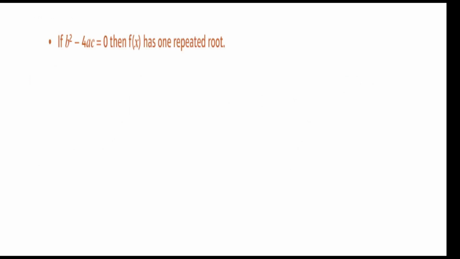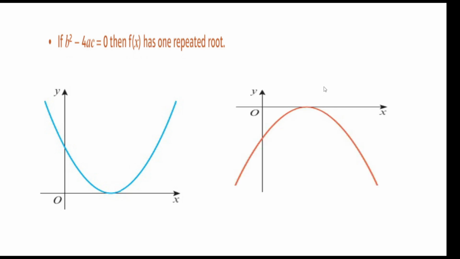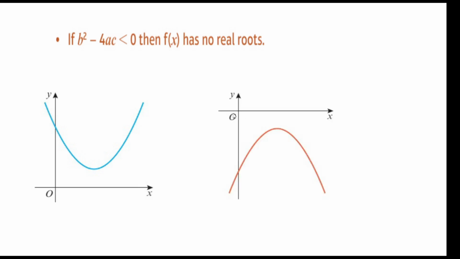Now if b square minus 4ac is equal to 0, then f of x has one repeated root. That is, here the graph meets the x-axis at 1 point. Here also the graph meets the x-axis at 1 point. If b square minus 4ac is less than 0, then f of x has no real roots. That is, the graph never crosses the x-axis. Also here the graph never crosses the x-axis.